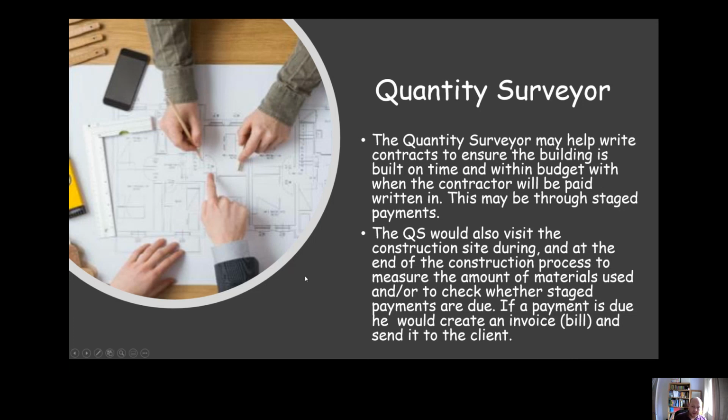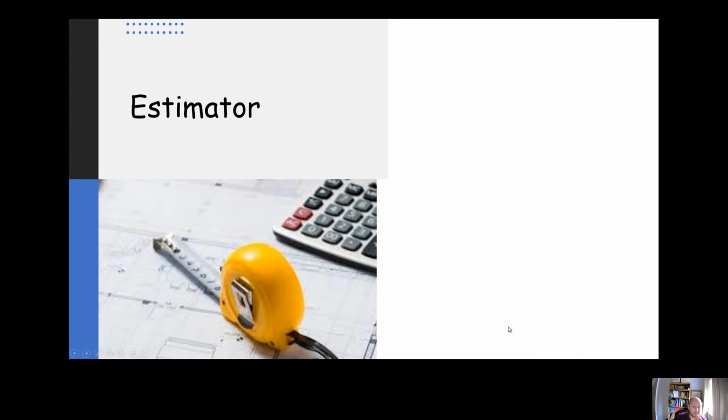Okay, so the quantity surveyor would visit the construction site periodically and check the amount of materials that have been used, and have a look to see whether there are staged payments that are due. And then if there are, he would create an invoice and send it to the client, be it the main contractor if they're a subcontractor, or the actual client themselves if they are the main contractor. And then they'd get paid.